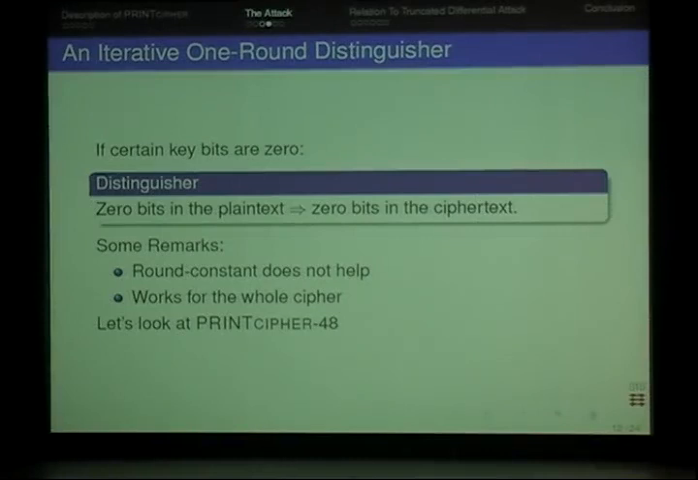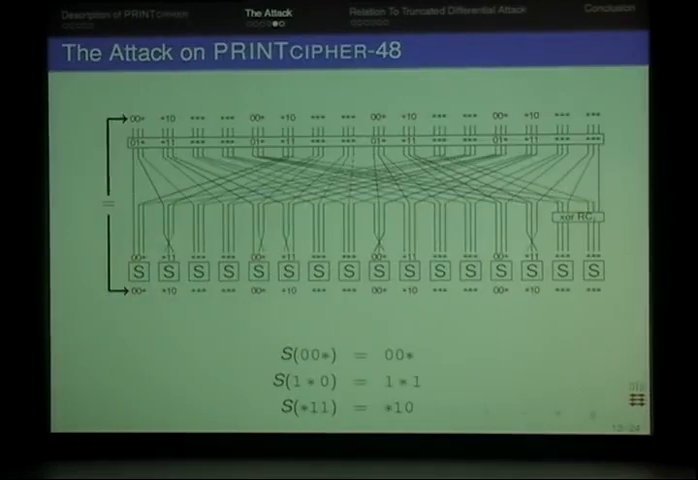And something very similar happens for PrintCIPHER 48. So here is actually the kind of similar property that holds for the original S-box. So instead of having all things fixed to 0, one has to fix some bits to 0, some bits to 1, in the plain text, and also some bits to 0 and some bits to 1 in the XOR key. But more or less, the same thing happens. Yeah? You again get a one-round iterative property for these weak keys with probability 1.